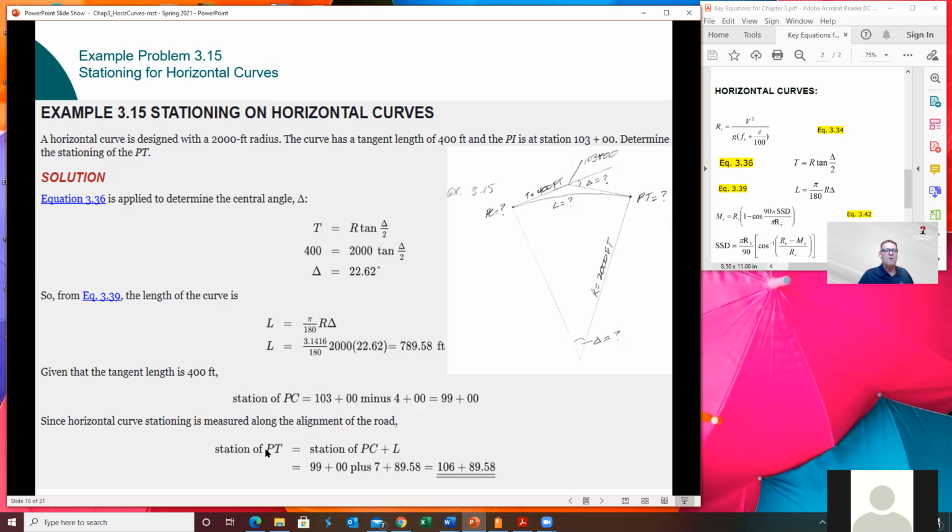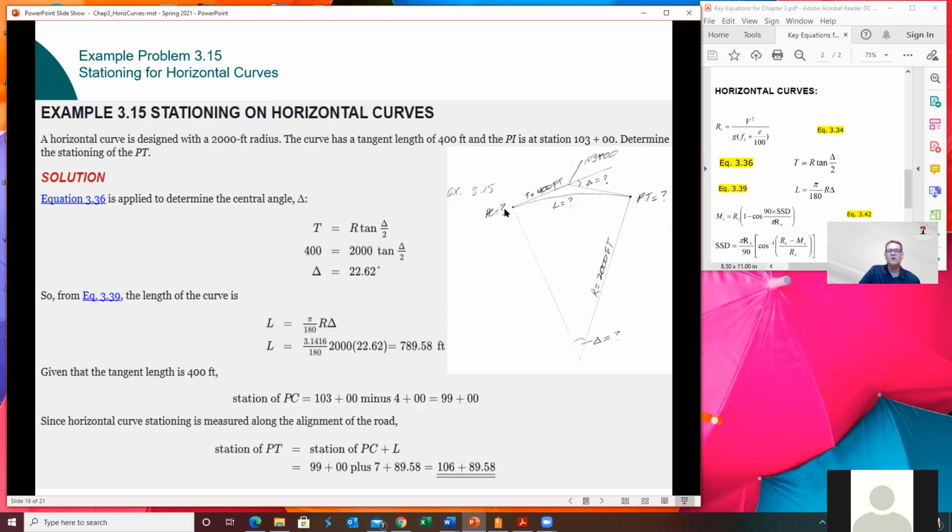So now the issue here, to get to the PT, a lot of people will just say, well, look, the PI is 103 plus 00. The tangent length from here to here is 400 feet. So isn't the PT 107 plus 00? And the answer to that question is no, it's not. Because what you have to do is start at the PC and then add L to it to get to the PT.